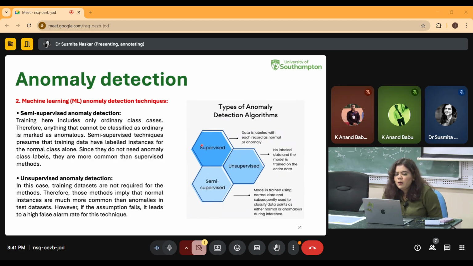As we said about supervised learning, there is semi-supervised anomaly detection as well. In this approach, the model is trained only on normal data, right? So there are no anomaly labels provided during the training.